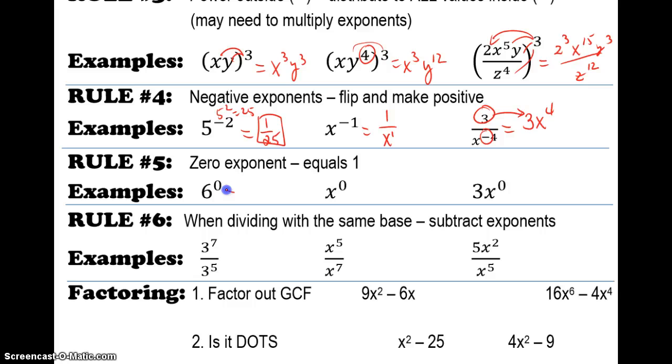A 0 exponent equals 1. So that's just 1. That's just 1. Now order of operations would tell me to work with the exponents first. So x to the 0 is 1. But I'm still going to multiply by 3. So 3 times 1 is 3.